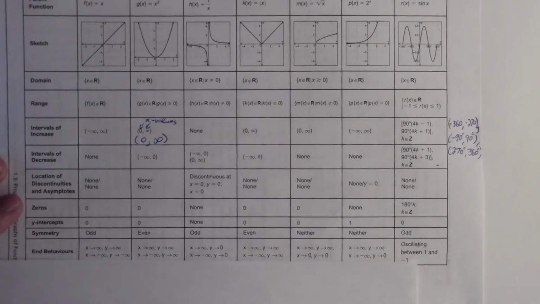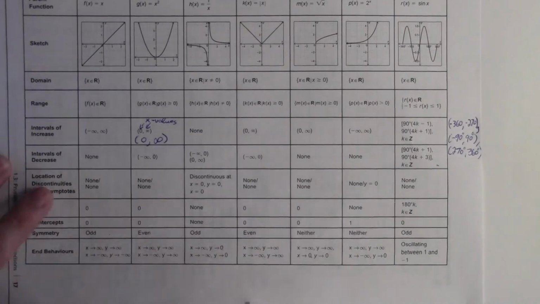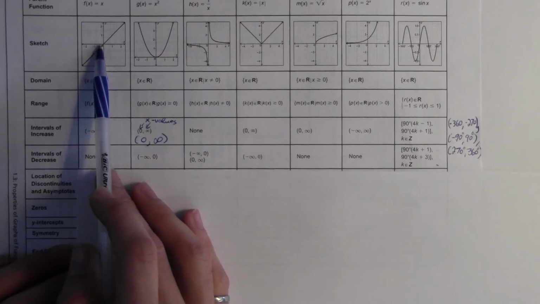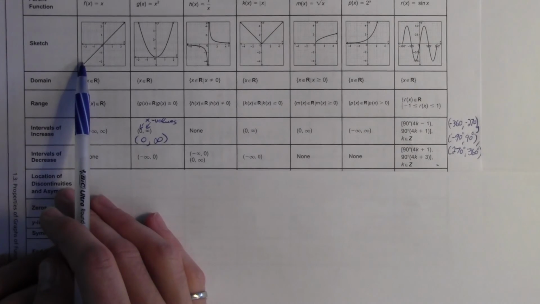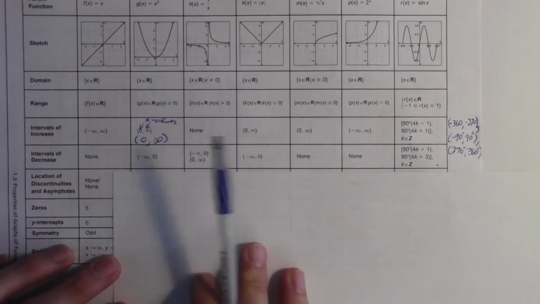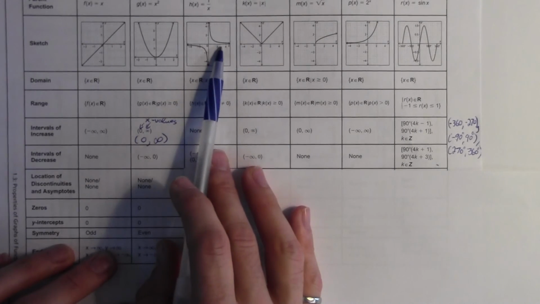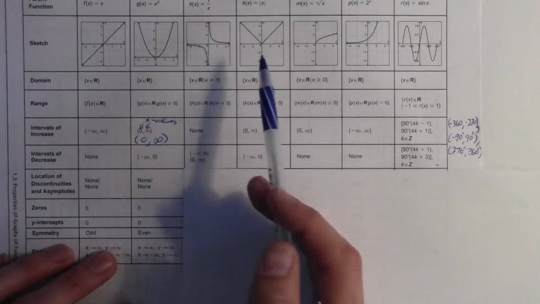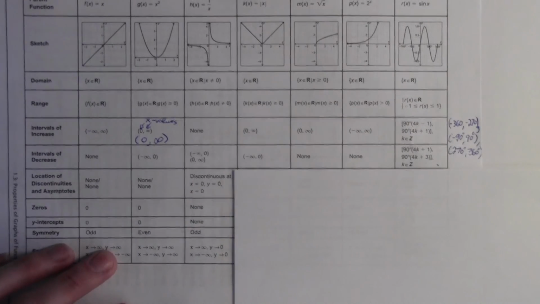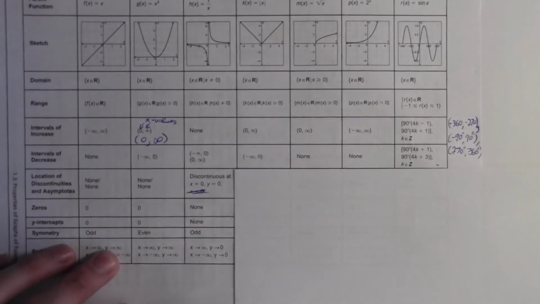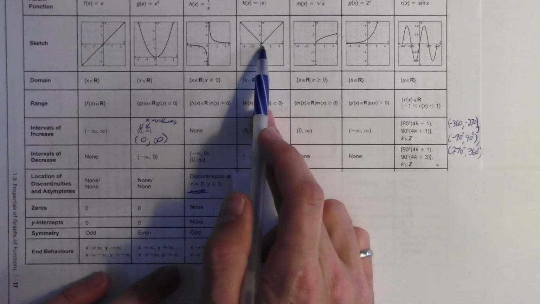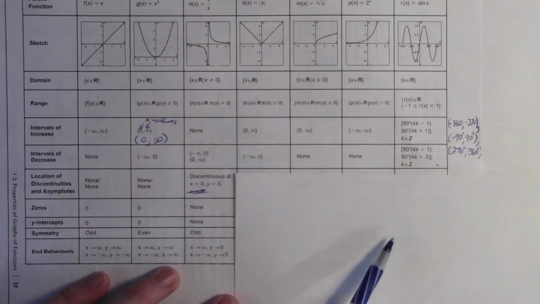All right, location of discontinuities and asymptotes. That is, where are there any holes or gaps in the equation? So here, are there any discontinuities? No. So here we would say none. Here, any discontinuities? Yes, Kevin. X equals 0 and y equals 0. Very good. Discontinuities at x equals 0 and y equals 0, and for good measure they put in x equals 0 again. I don't know why. Okay, any discontinuities on this one? Luke? Any gaps or holes? No, none.